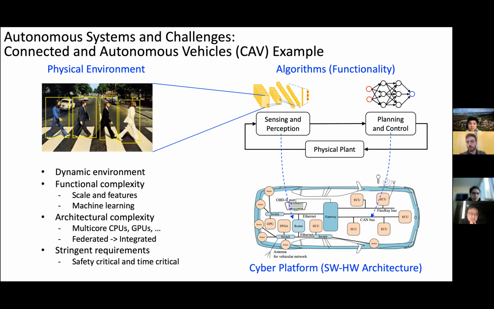Now, some of the major challenges in those systems: for instance, they are operating in a highly dynamic environment. The functional complexity has been increasing drastically, both due to the increase in system features and scale, but also the adoption of machine learning techniques. On the architecture side, the complexity has also been rising with the usage of more advanced CPUs and GPUs. In the vehicle case, there's also a fundamental shift from the traditional federated architecture to a more integrated architecture, where there's more sharing and contention among software components. And on top of those, there are a variety of strict system requirements on safety, timing behavior, robustness, reliability, etc.